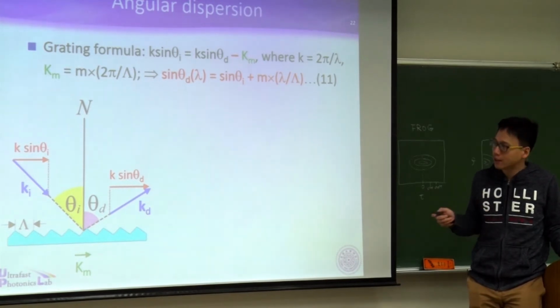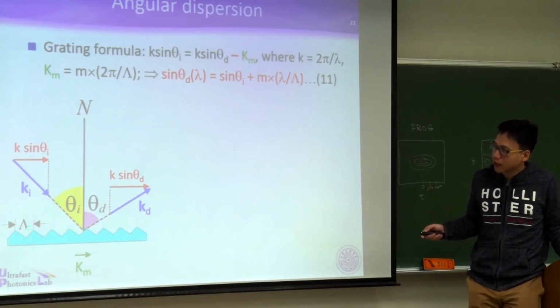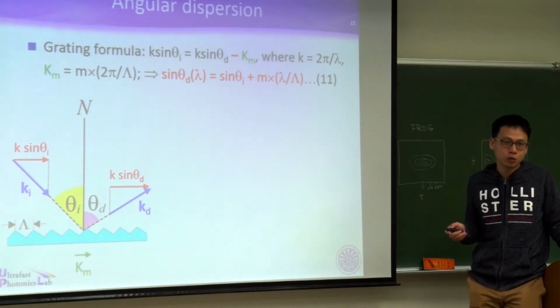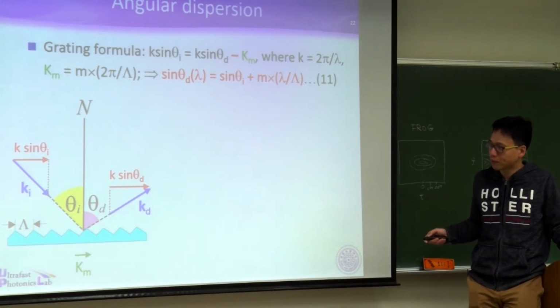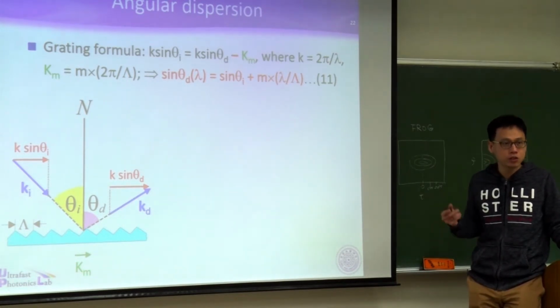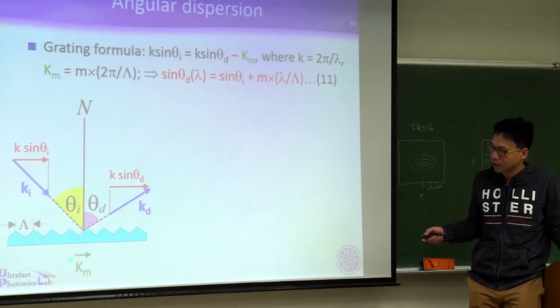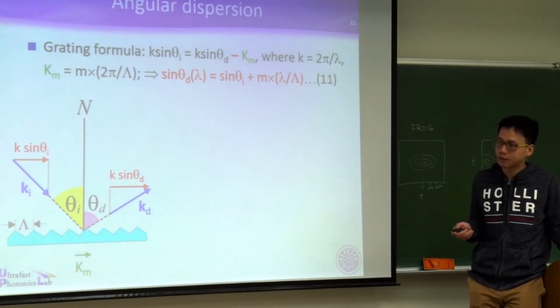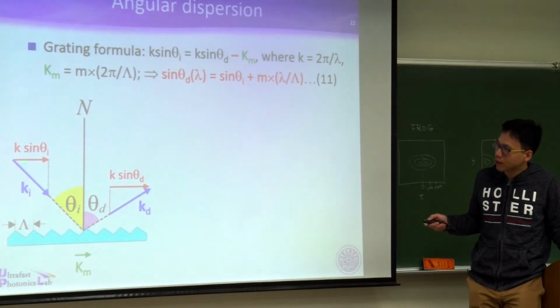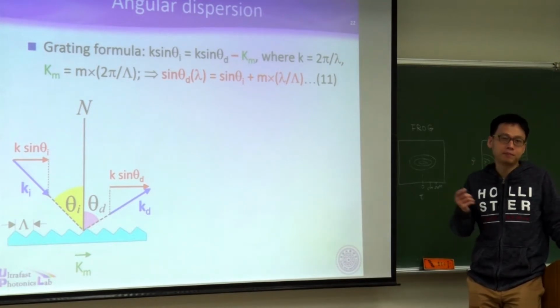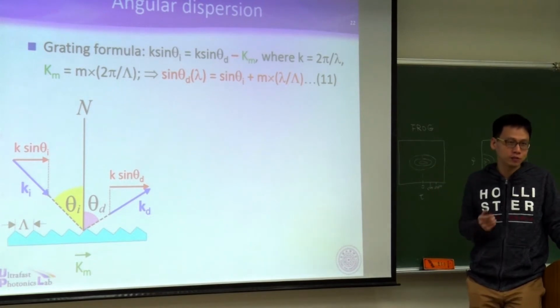Okay, different. But because of the periodic structure of the grating, there is an artificial wave vector. Here I denote it by k sub m, where m is some integer, represented by the green arrow. So you can imagine k sine theta i should be equal to k sine theta d plus or minus k m. If this condition is satisfied, your momentum is conserved.